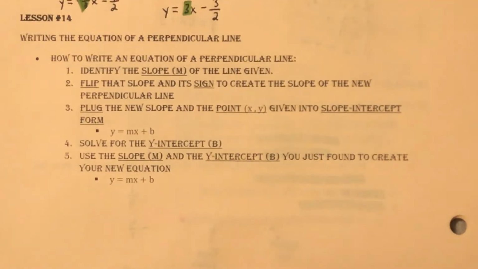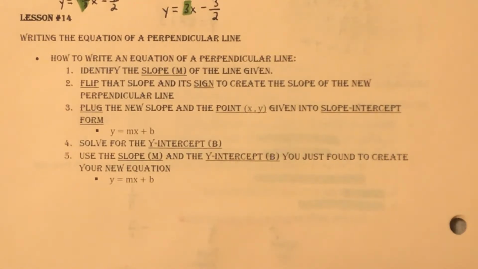So we're on to lesson number 14, which is all about writing the equation of a perpendicular line. This is going to be somewhat similar to what we talked about in terms of writing the equation of a parallel line, but there is a slight difference. So let's talk about where that difference is. And it really happens in the second step of this.